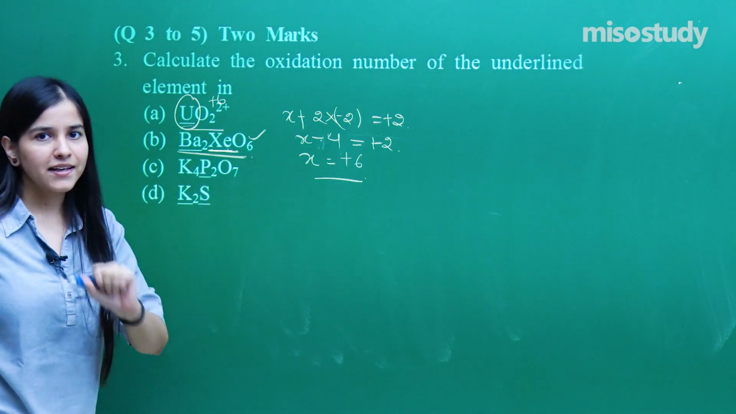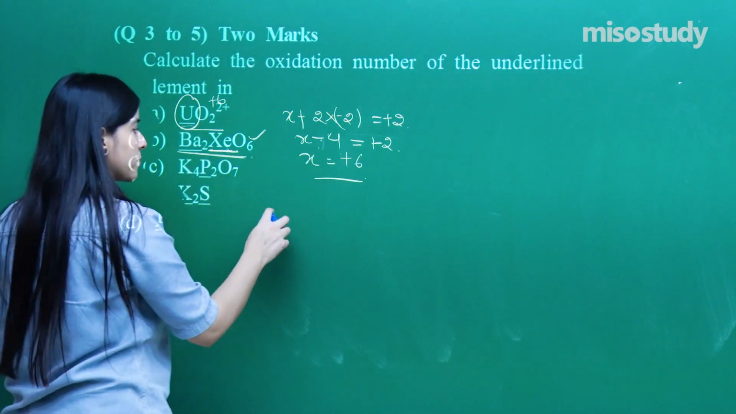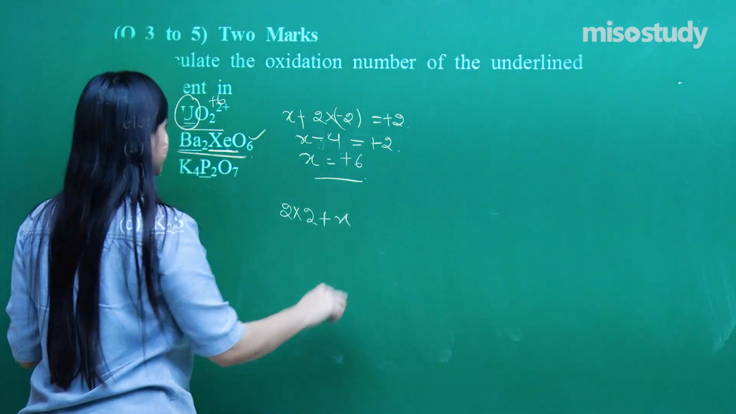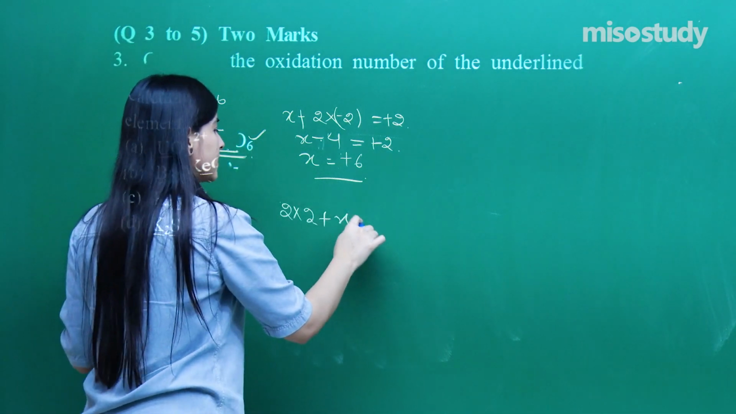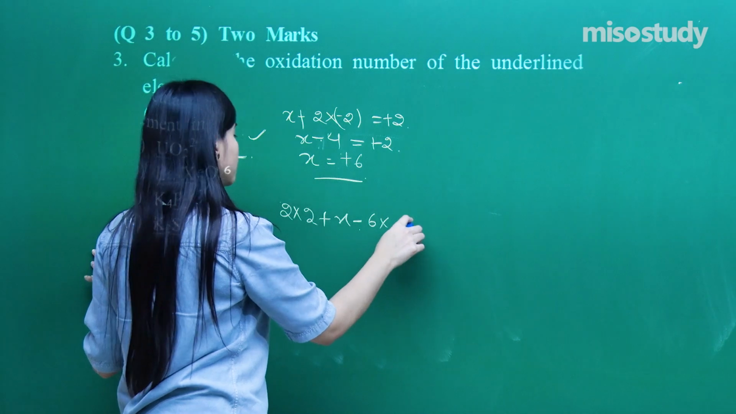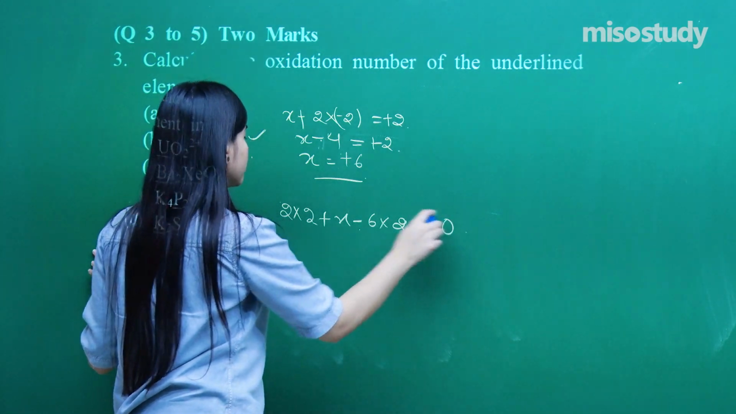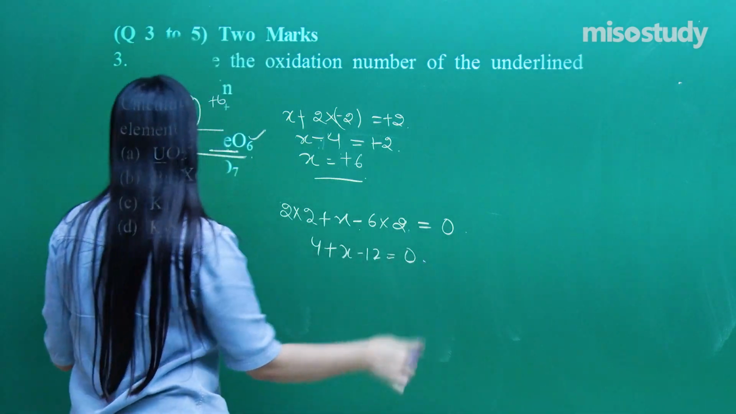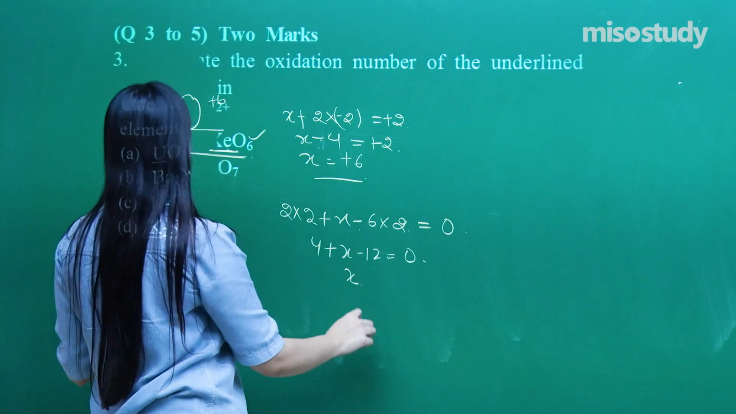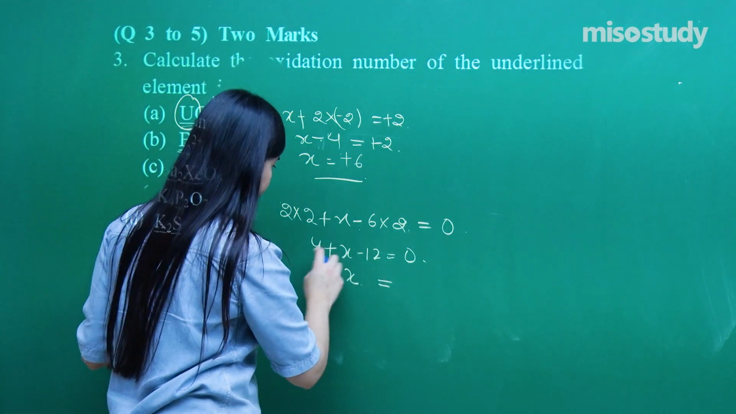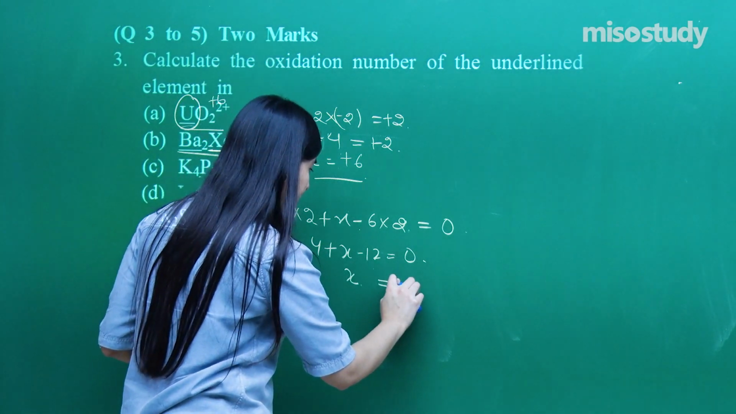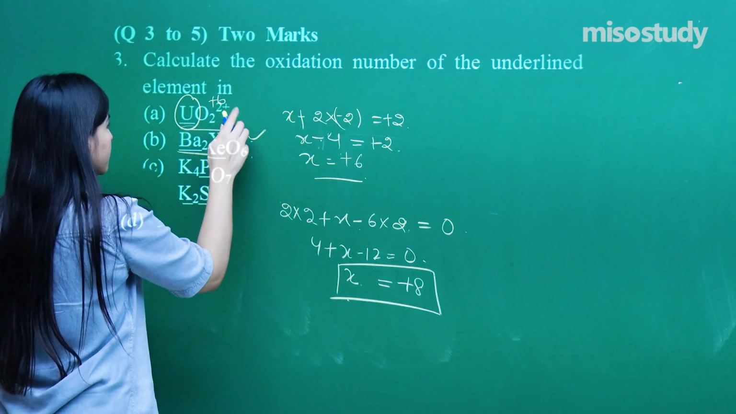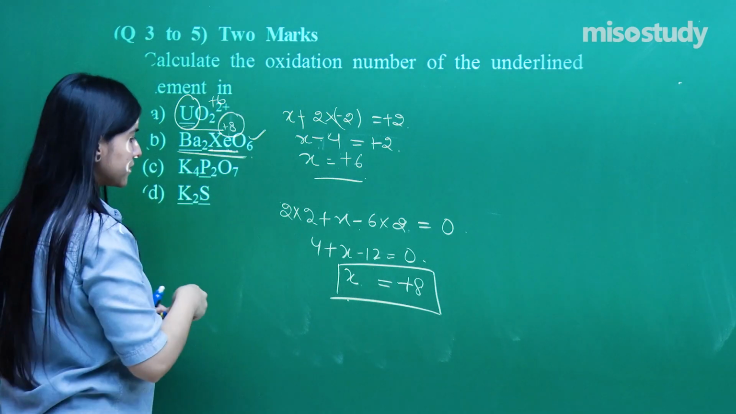Barium again being an alkaline earth metal, its state will be plus 2, so plus 2 into 2, 4, plus x for the xenon, and this is oxide, minus 6 into 2, 12 is equal to 0. So it's 4 plus x minus 12 equals 0, and thereby x is coming out to be how much? So it's plus 8. That is what the xenon is coming out to be, plus 8. Clear? 6 2s are 12.